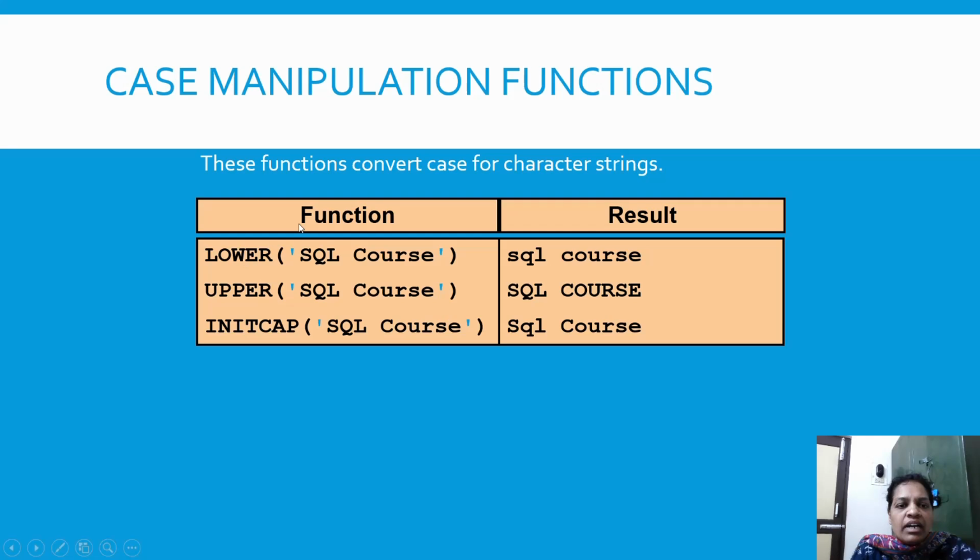So we are giving here the function syntax and it results in the SQL course. See, this is the given string, SQL course. So what will be the result? With lower, everything will be converted into lowercase. Uppercase means everything will be converted into capital letters. Initial cap means the first letter of each word will be capital, so S and C will be capital.